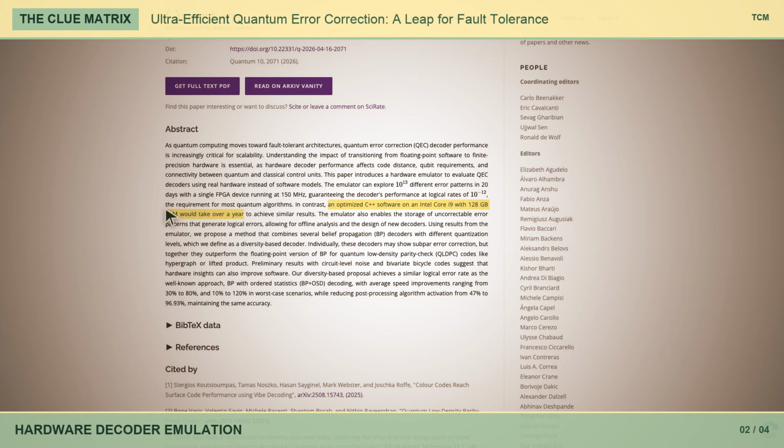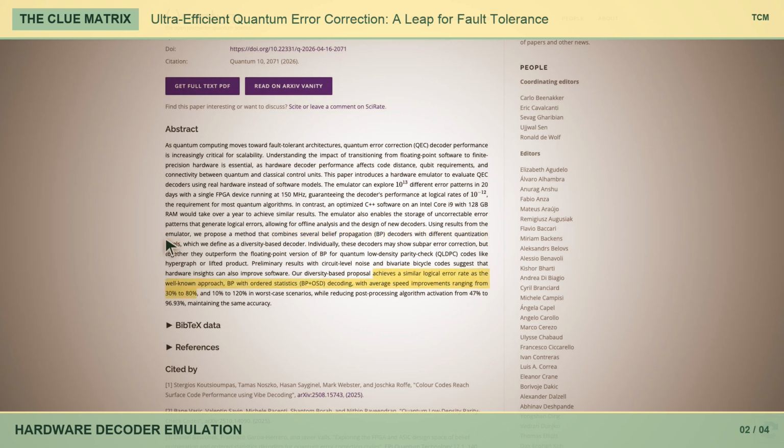What's particularly innovative is their diversity-based decoder method. They combine multiple belief propagation decoders, each with slightly different quantization levels. It's an ensemble approach, much like in classical machine learning. So instead of relying on one perfect decoder, they're using several slightly different ones, and their combined wisdom is better? That sounds like a robust strategy, especially when individual decoders might be imperfect.